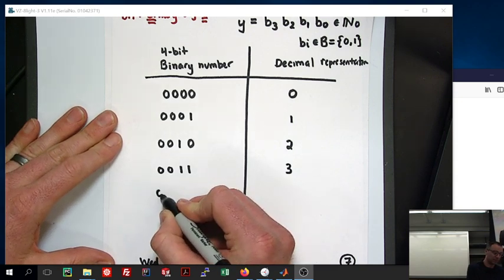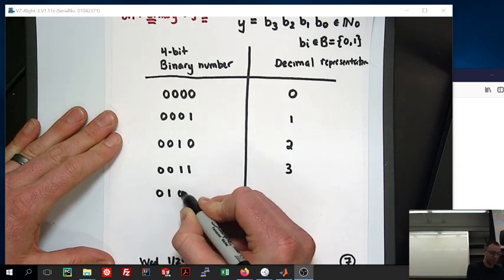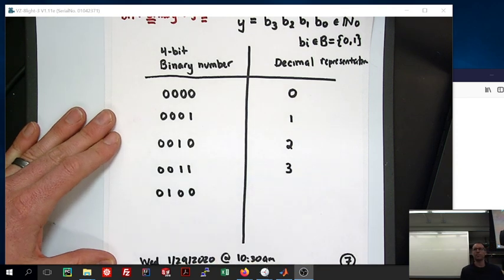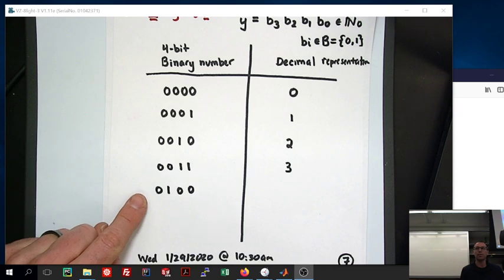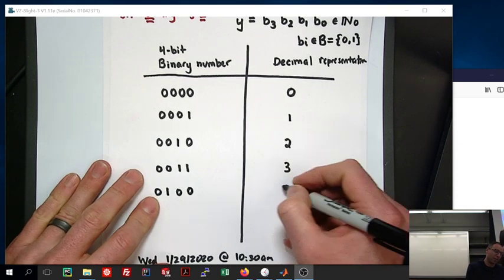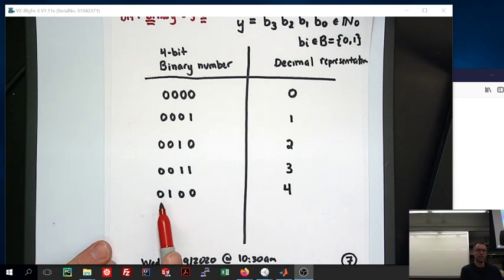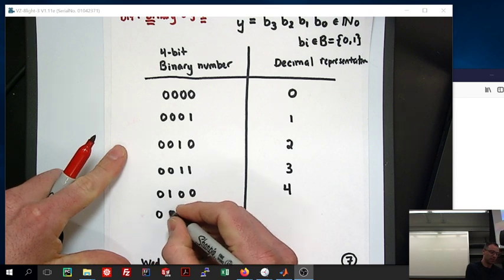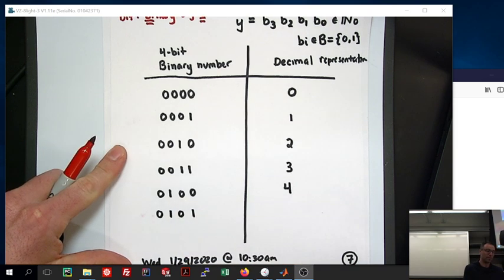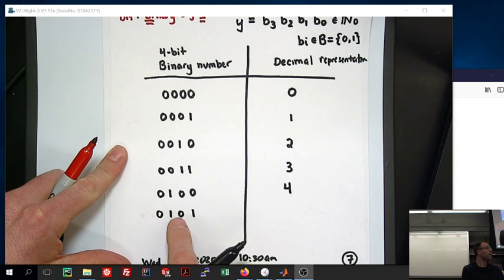0, 1, 0. What does that number mean? It's a little fast for me. You're going a little fast for old Anderson. What does that number mean? 0, 8. Take no 8s, take 1 4, take no 2s, take no 1. What's the next one? 0, 1, 2. Take 1 4 and 1 1.